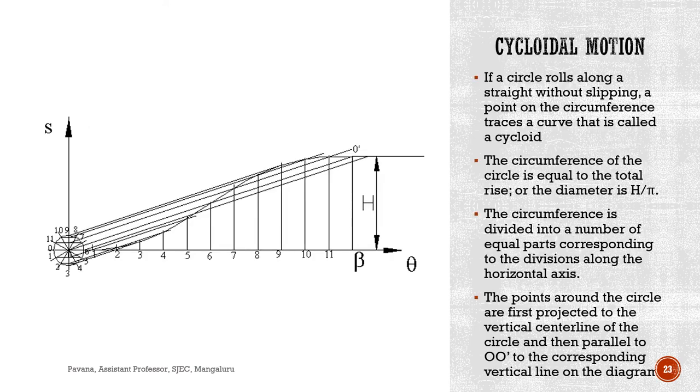Next one, cycloidal motion. This is one more type of motion where, if a circle rolls along a straight line without slipping, a point on the circumference traces a curve that is called a cycloid. Okay, so we draw a circle here at the starting point or the end point. We divide that into a number of parts. However many parts you divide in the horizontal line, the same number of parts are divided on this circle. So that is projected to get the curve. All these types of motion we are going to study in detail when we solve the problems. Okay, so this is the next type of motion, that is cycloidal motion.